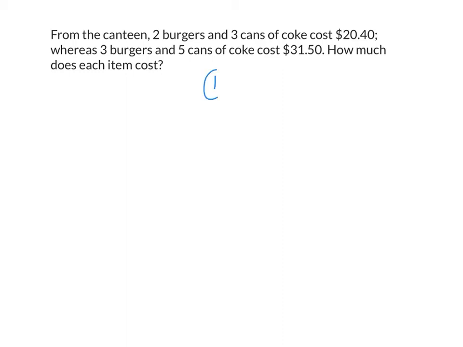So just as we did for substitution, our first step is we let x equal one of the things we're trying to find. So here we want to find the cost of a burger, and we also want to find the cost of a can of Coke. So we let one of them be x and one of them be y. It doesn't matter which way around.